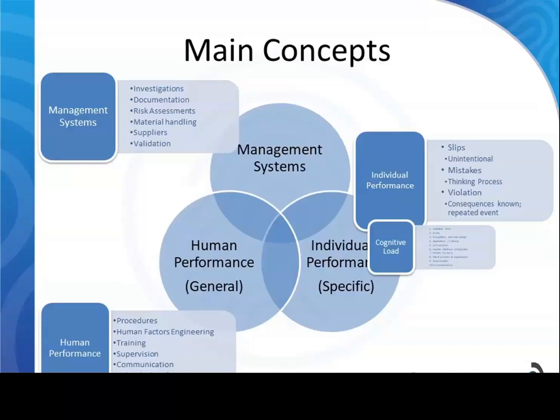And then that takes us to the next one, which is individual performance. That individual performance now has three main categories, which are what? Slips, mistakes, or violations. So slips are unintentional, mistakes are errors in my thinking process or bad decisions, and a violation is basically a decision that has come from previous knowledge, with consequences known, and probably it's more than once that this has happened.